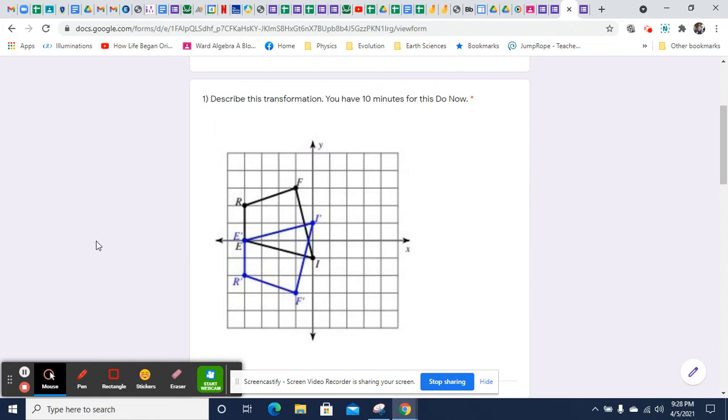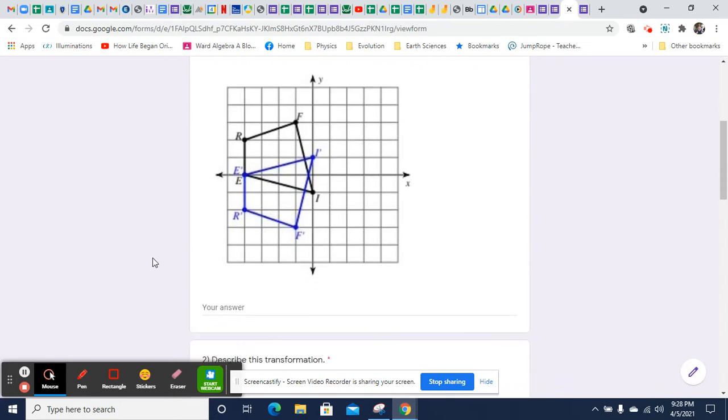And the first thing I want you to do is describe this transformation. And the transformation is, of course, from the black pre-image to the blue image. Sometimes the pre-image is also called the object, from the object to the image. So what has happened is we have reflected, okay, so I'm going to call REIF, has been reflected across the x-axis.